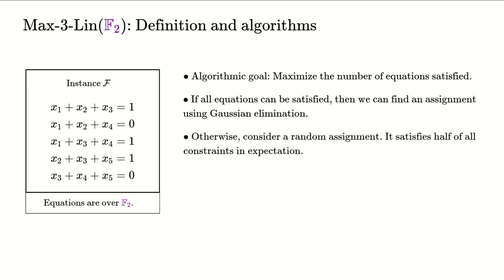Otherwise, consider an algorithm that picks a random assignment. Every left-hand side in the instance will be either 1 or 0 with probability 1/2, and hence half of all the equations are satisfied in expectation. This is a rather simple procedure, and it is natural to ask whether there are better algorithms than this.